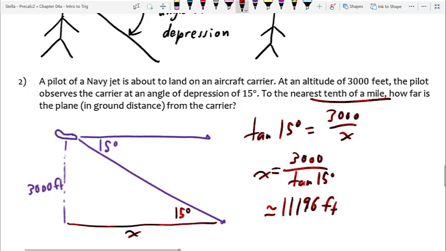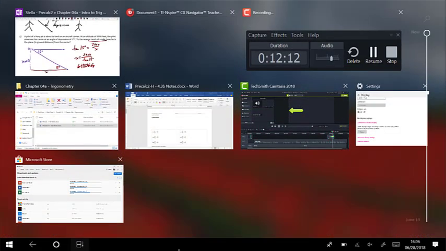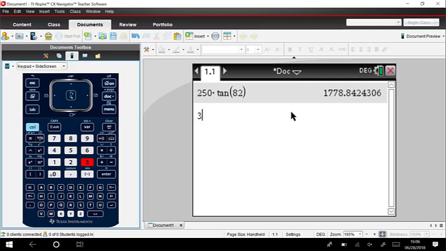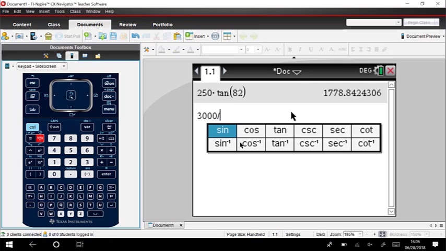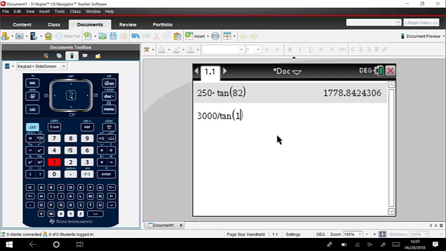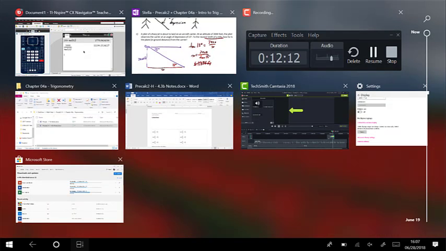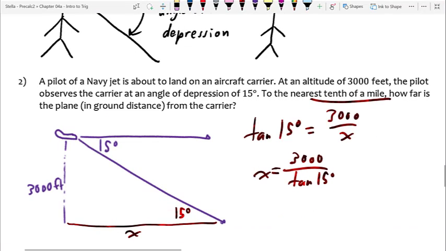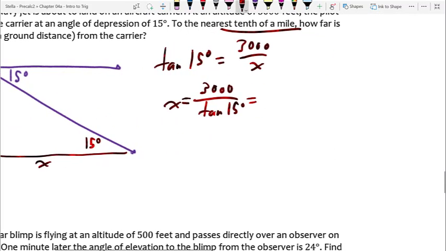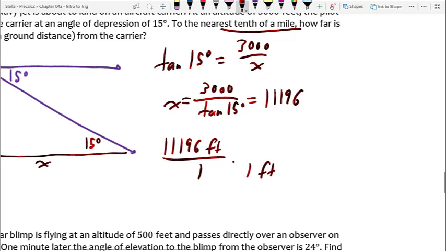But it wants it to the nearest tenth of a mile. So the problem with that is I really wouldn't want to round this. I would want to keep it in my calculator. So I'm going to go back over to the calculator, and let's actually keep the value going. So if I want to do a partial value, I'm going to do 3,000 divided by the tangent of 15 degrees, and I get this. Now keep that stored in your calculator, but know that we're going to do a little bit of dimensional analysis. So I can put that that's about 11196 to show my work, but I'm going to want to do 11196 feet times 1 foot, not 1 foot, sorry, 5,280 feet in a mile.